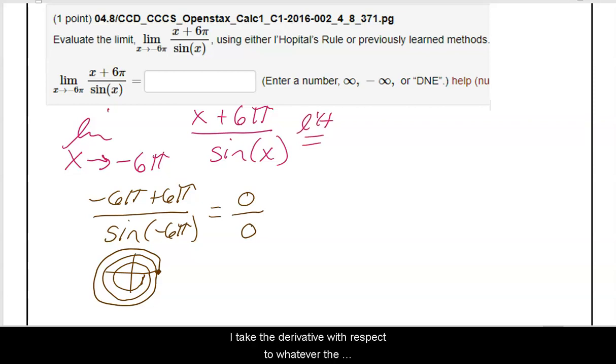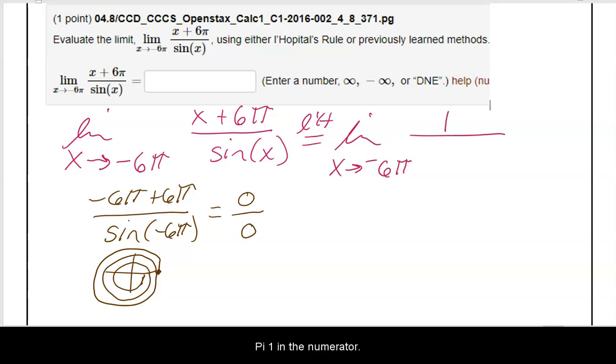I take the derivative with respect to whatever the variable is that the limit is concerned with, in this case x. The derivative of the numerator is just 1, because 6 pi is a constant, so its derivative is 0. The limit still hasn't been evaluated: x is going to negative 6 pi, 1 in the numerator, and the derivative of sine is cosine. Once I've done that, I plug it in again.